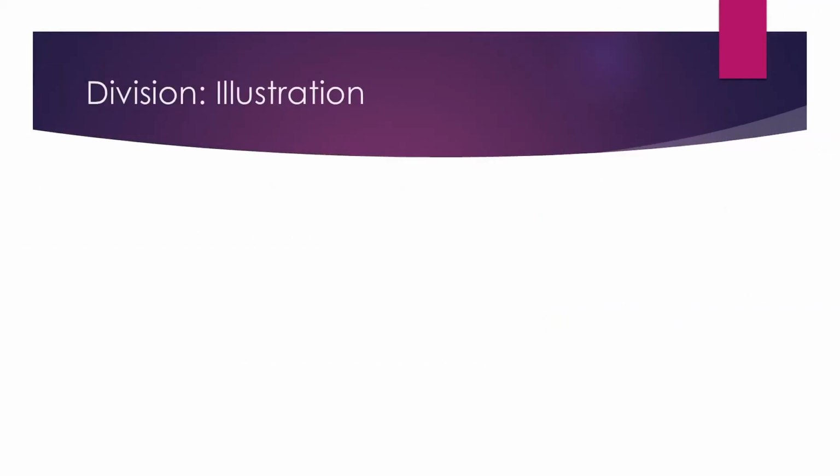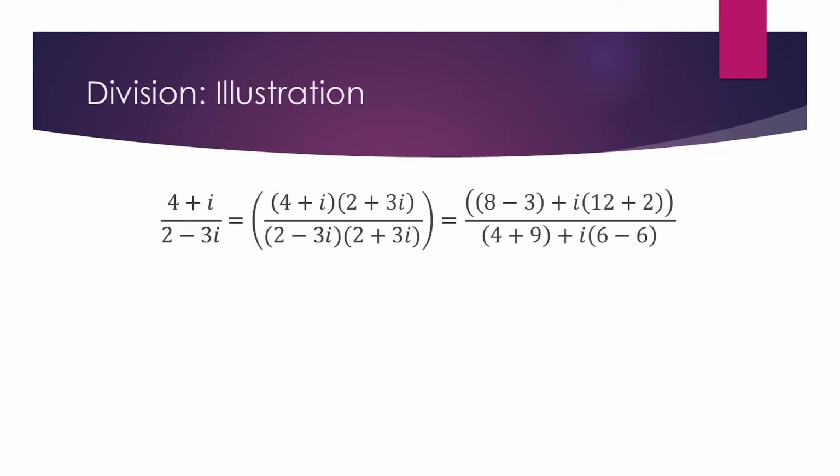We will see it here. Suppose we want to find what is (4 plus i) by (2 minus 3i). Then what you have to do is multiply the numerator and denominator with the conjugate of this complex number. That means 2 plus 3i. So this is same as (4 plus i) times (2 plus 3i) divided by (2 minus 3i) times (2 plus 3i). So we know the formula.